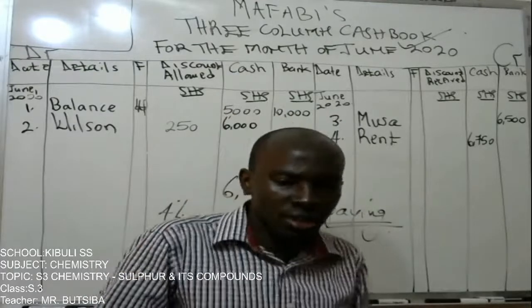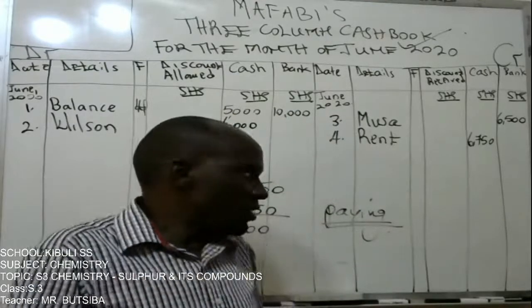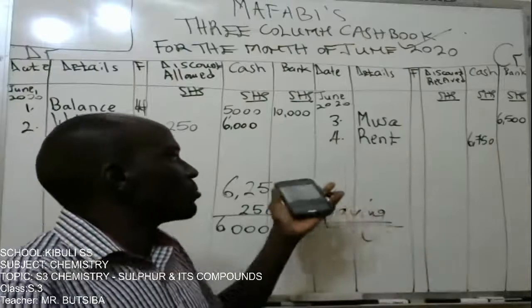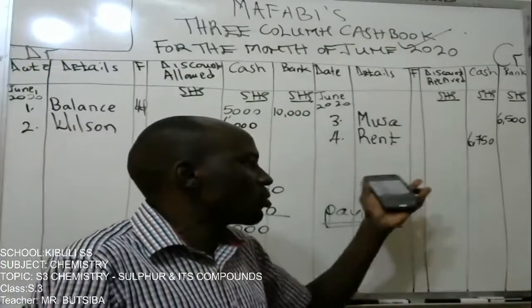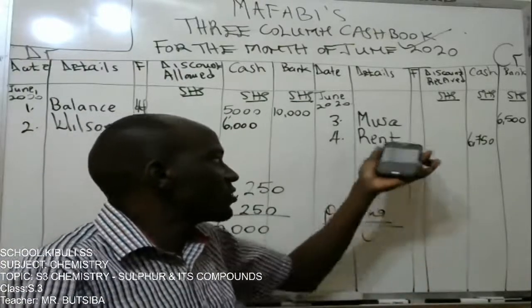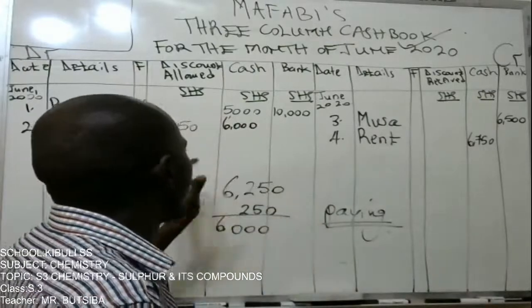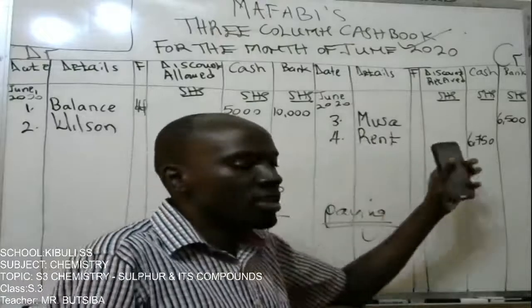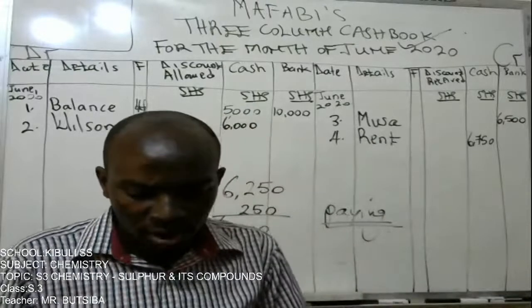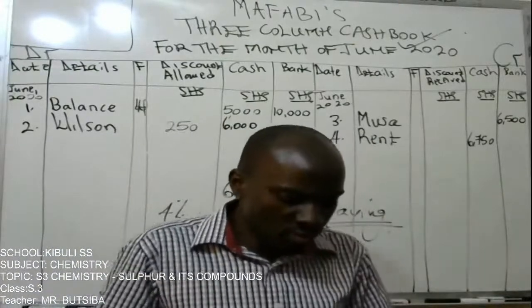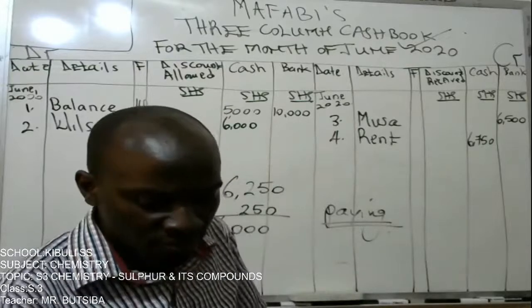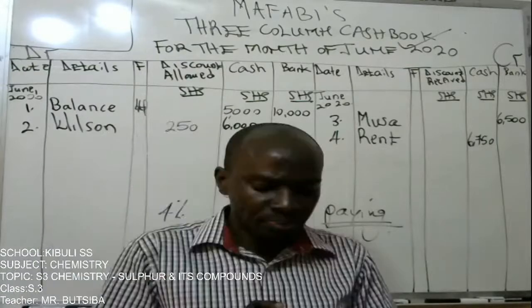6,750 shillings. These are similar transactions I've been recording when it came to the 2-column cash book. So once you meet such, then for the 3-column, the transactions are the same. The only change we get is when you are recording discounts. So that's all you need to master when it comes to the 3-column cash book: how do you record the respective discounts?